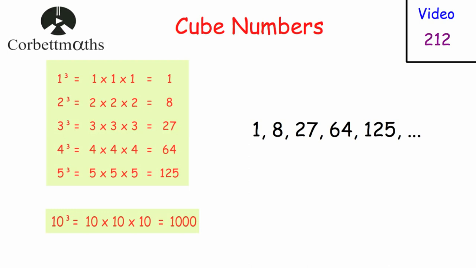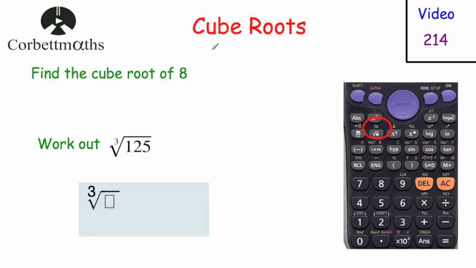Okay, our next topic is cube root. The cube root is the inverse operation to cubing. In other words, you're saying what number do you multiply by itself and by itself again to give you the number under the cube root. The first question says, find the cube root of 8. Well, 2 times 2 is 4, multiplied by 2 is 8. So the cube root of 8 is equal to 2.